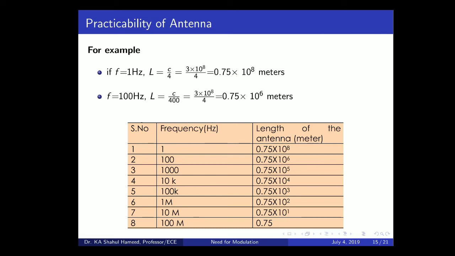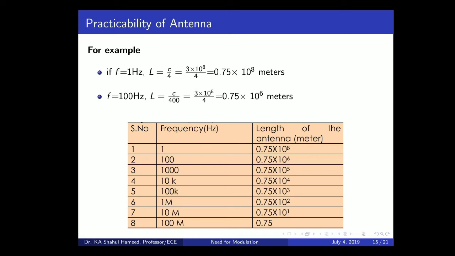we have taken one or two frequencies. For example, f is equal to 1 hertz. When the frequency is 1 hertz, the length of the antenna L is equal to C by 4, which is equal to 3 into 10 power 8 by 4, which gives 0.75 into 10 power 8 meters. It is not possible to have a very big antenna to receive a low frequency signal.